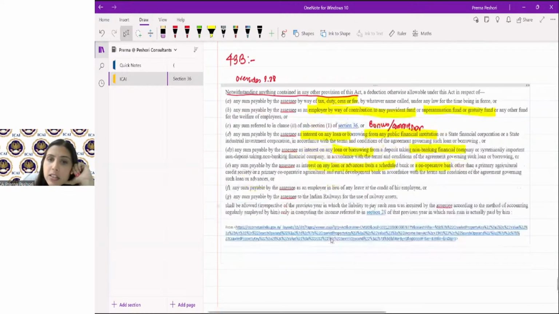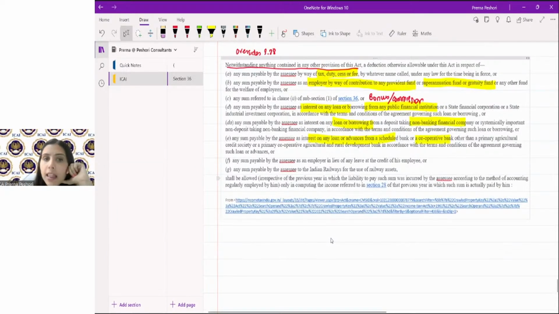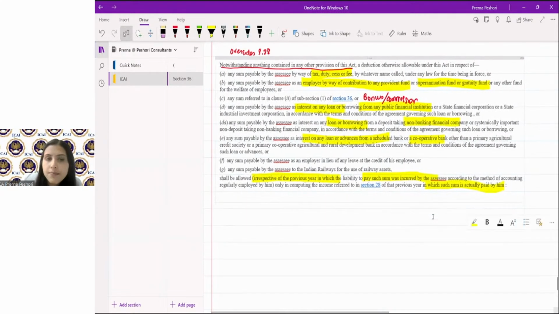Then any sum payable by the assessee to the Indian Railways for use of railway assets shall be allowed irrespective of the previous year in which the liability to pay such sum was incurred by the assessee, according to the method of accounting regularly employed by him, only in computing income referred to in section 28 of that previous year in which such sum is actually paid by him. So as I said, this is an exception to your section 28. Are we clear? Then there are certain explanations which are introduced in respect of this particular section, which is what we are going to learn. But as I said, any particular expenditure which is covered under 43B will be allowed on payment basis irrespective of the previous year in which the liability has been incurred. Are we clear?